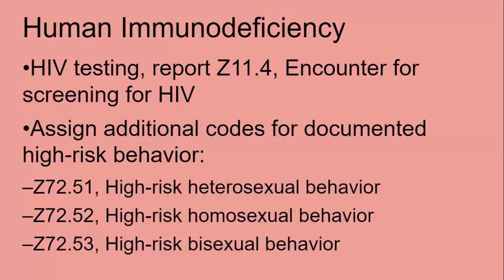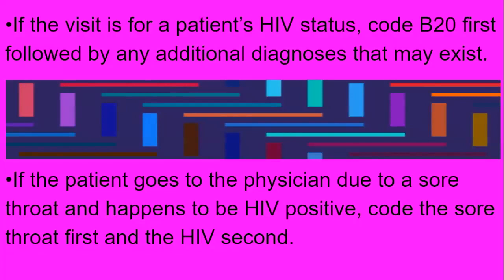So we're going to continue with HIV testing. You're going to report Z11.4, encounter for screening for HIV. So you guys, I hope that you have been bubbling and highlighting those Z codes because here you go. You're going to need to know where these things are. You're going to assign additional codes for documented high-risk behavior: Z72.51, high-risk heterosexual behavior, Z72.52, high-risk homosexual behavior, Z72.53, high-risk bisexual behavior.